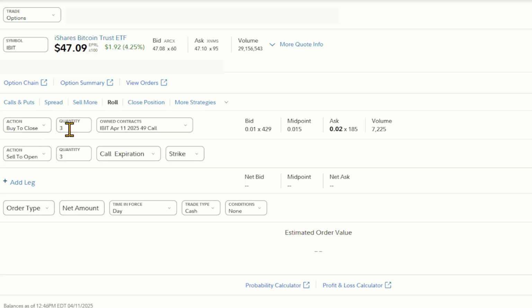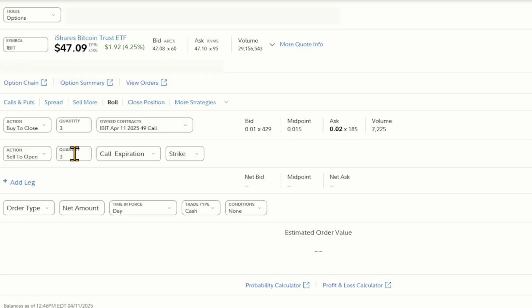Okay, buy to close three, the ones that we did, the expiration that was on there, which is today, at the strike price that was on that contract. It's going to cost me between $1 and $2. Yes, it says 0.01 times 100, that's $1 or $2. So it's going to cost very little for me to close these out. And then I'm going to sell my new contract. So in this case, I'm going to sell to open three.